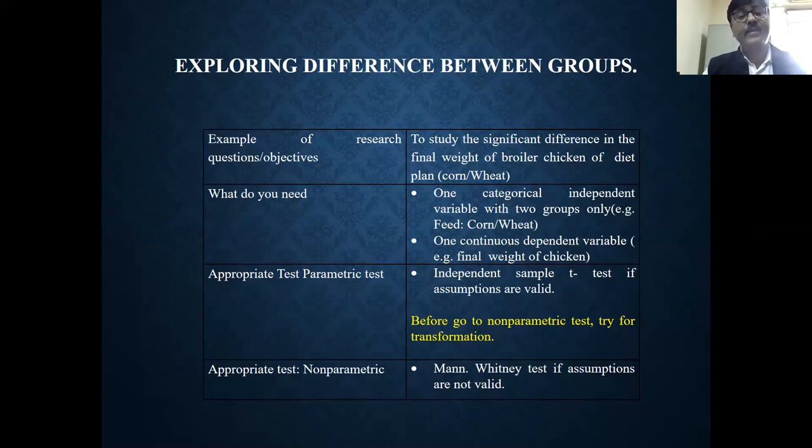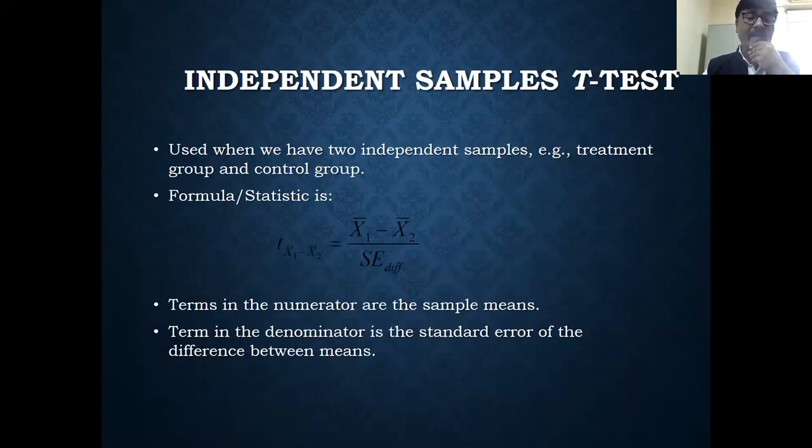This is the independent sample t-test. The formula is x1 bar minus x2 bar, divided by the standard error of the difference. So this is a formula that you know.